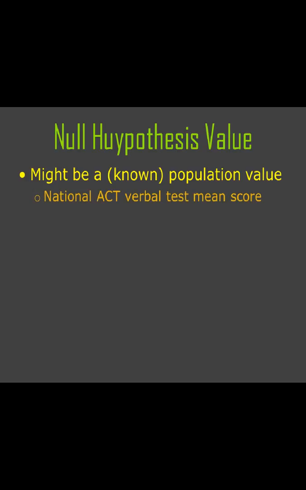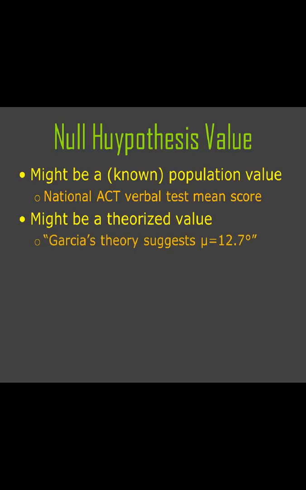So that null hypothesis, which I spelled totally wrong, hypothesis value, it could be a known population value. For instance, you could say, we'll see whether our scores are significantly different from the national ACT verbal test mean score. We can look that up on the internet. We can find out what average score American students get on that. It could be a value from a theory. So you could say Garcia's theory for this substrate suggests that under these conditions it should be 12.7 degrees centigrade, and let's see if our sample is significantly lower than that or something.